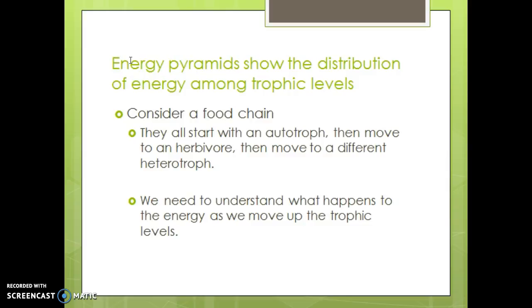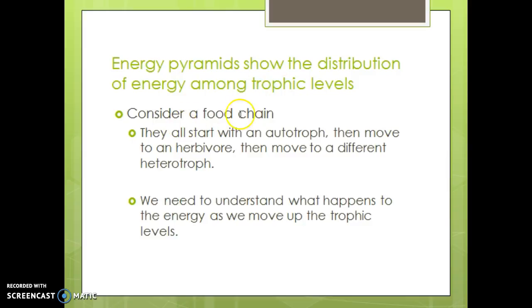Energy pyramids show the distribution of energy among trophic levels. In other words, energy pyramids, which are in the shape of a pyramid, show how energy is passed along or decreases as we move from the bottom to the top trophic level.